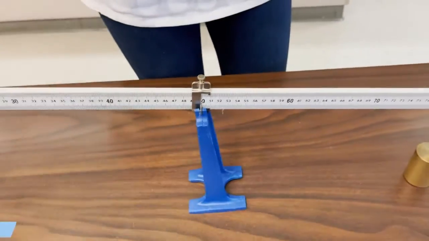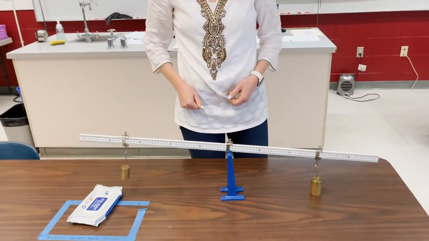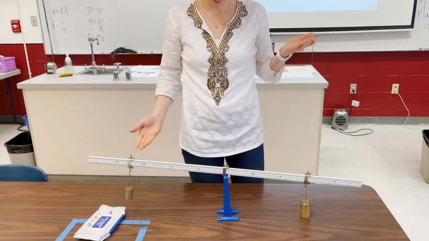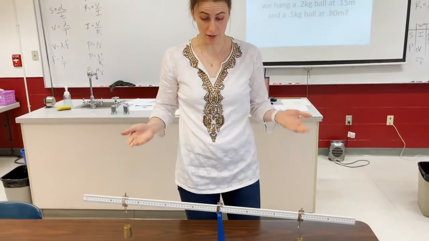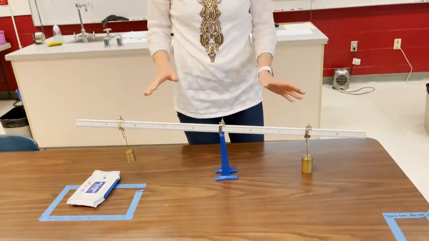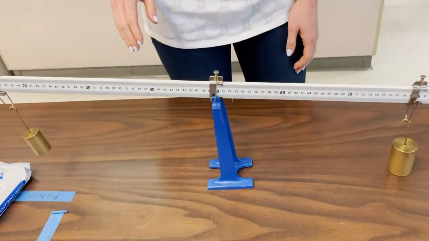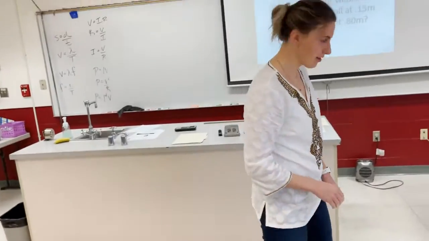If they were both the same distance, remember when we talked about torques, and they were the same masses, they would balance. But the levers need to be a little bit different there.